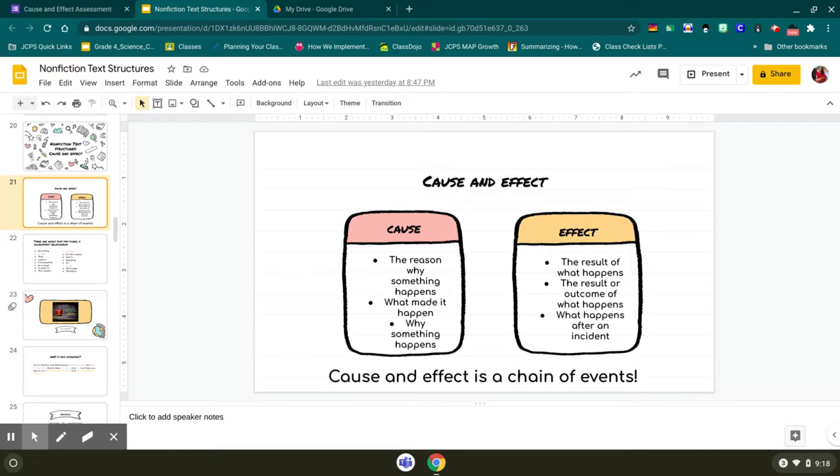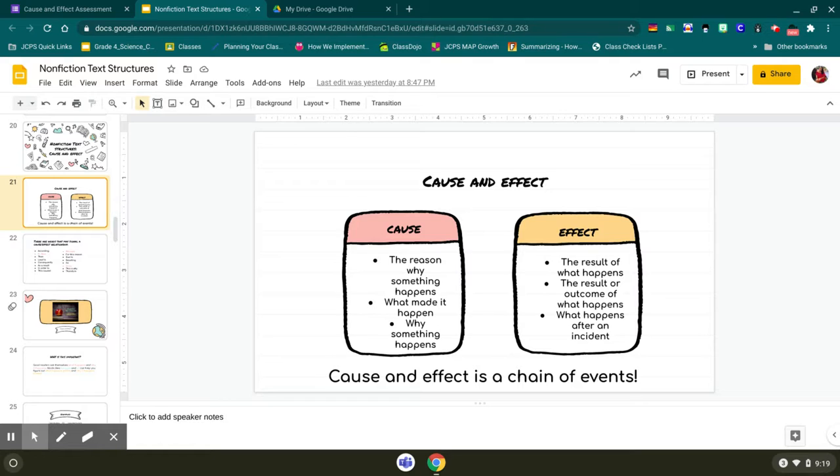Happy Friday. This week we have been talking about a cause and effect text structure. So before we talk about your assessment, let's just review what we mean when we say cause and effect. So the cause of something is the reason why it happens, what makes something happen or why it happens. And your effect is the result of what happens, the outcome, what happens after an incident.